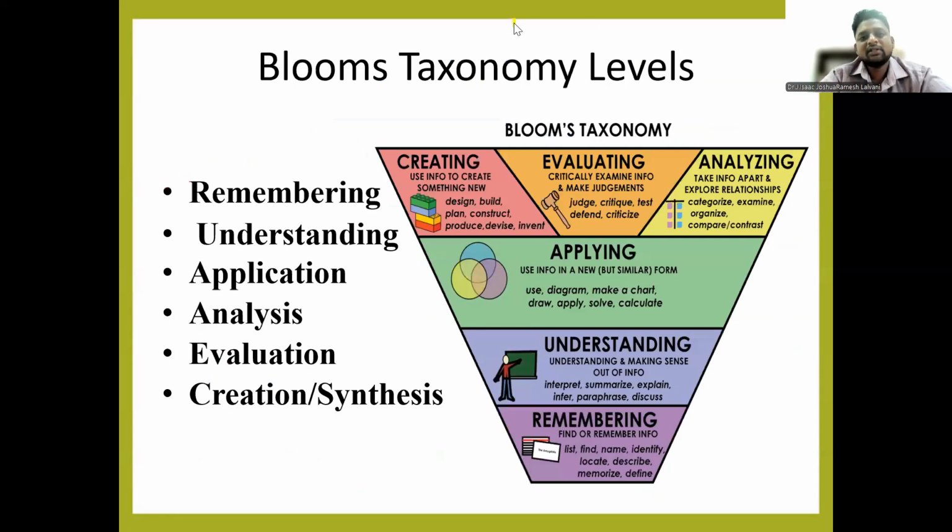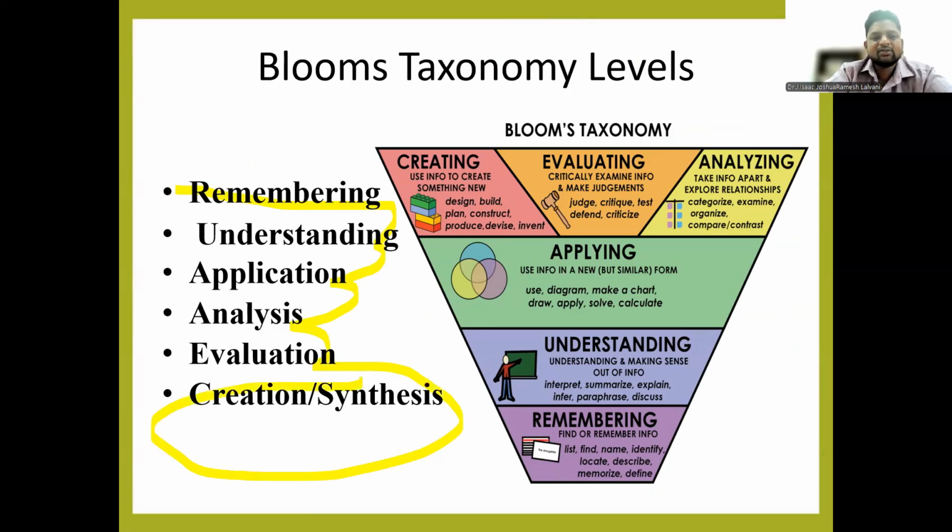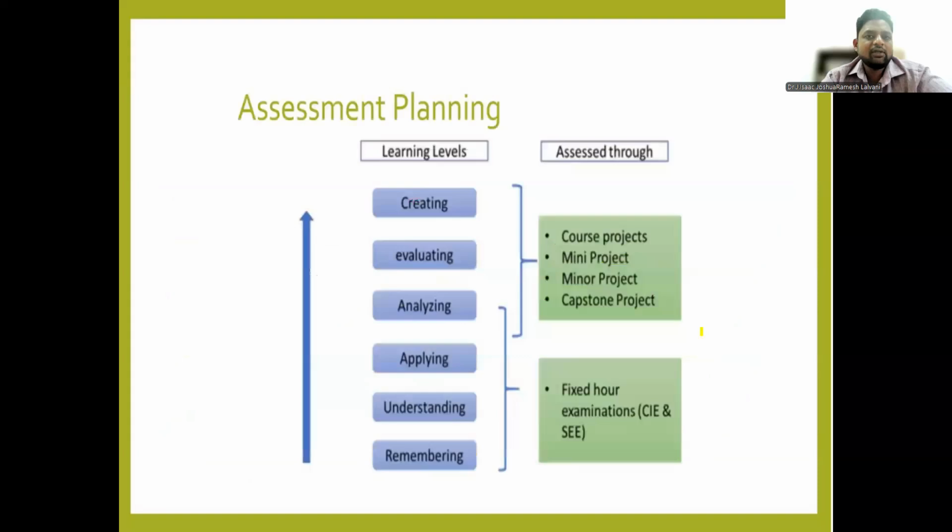Now you can see the different levels of Bloom's taxonomy. It starts with the lower level: remembering, then understanding, application, analysis, evaluation, and creation or synthesis. We are assessing our students' skills based on these levels. When it moves towards the top of the pyramid, the difficulty level of the questions and answers also increases. Here you can see how the general assessment will be planned.